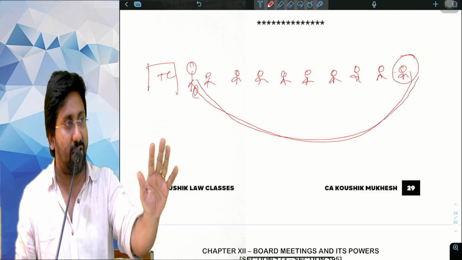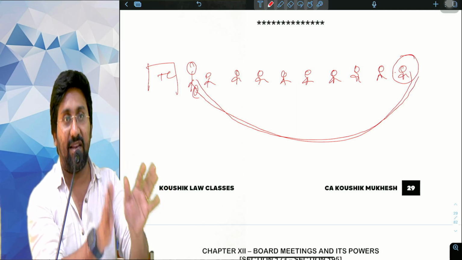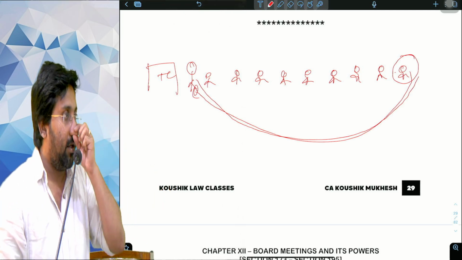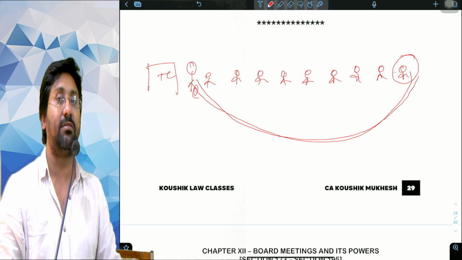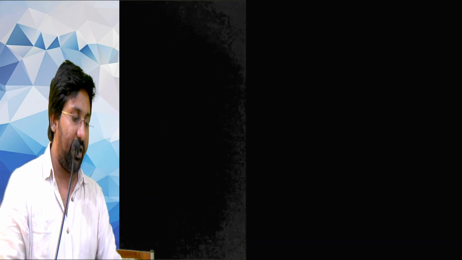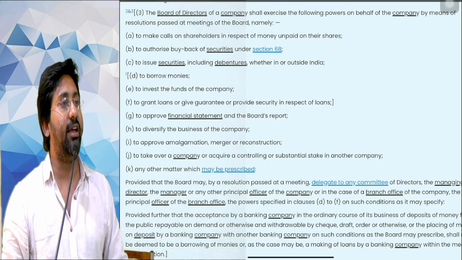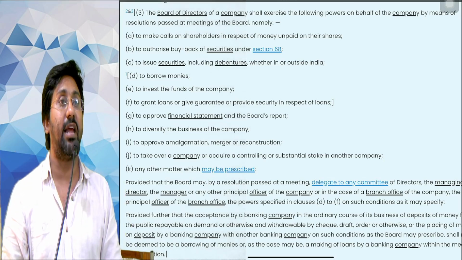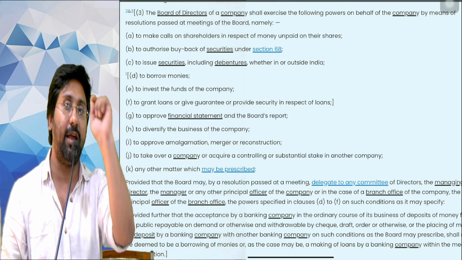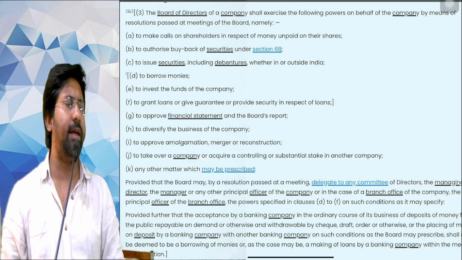Remaining things we need not require any explanation. Just to make you understand the importance of 179.3, this hype is created for the section. Section 179, subsection 3 talks about powers exercisable by the board of directors only by board meeting. How many powers are there? A to K. 11 powers. These 11 powers are exercisable by the board of directors only by a board meeting and not by RBC.